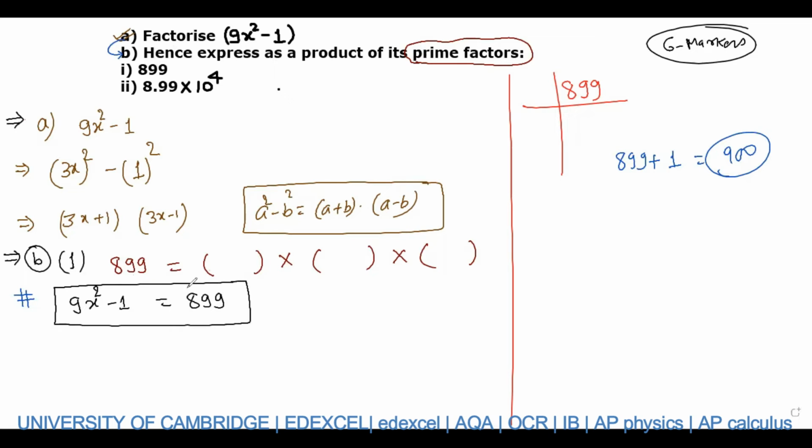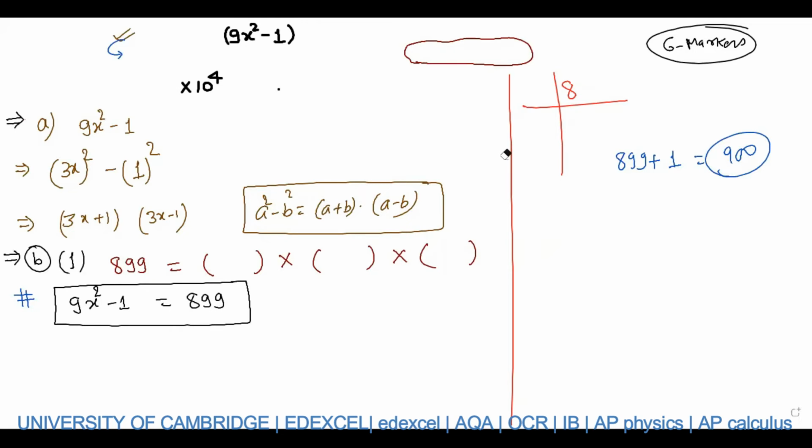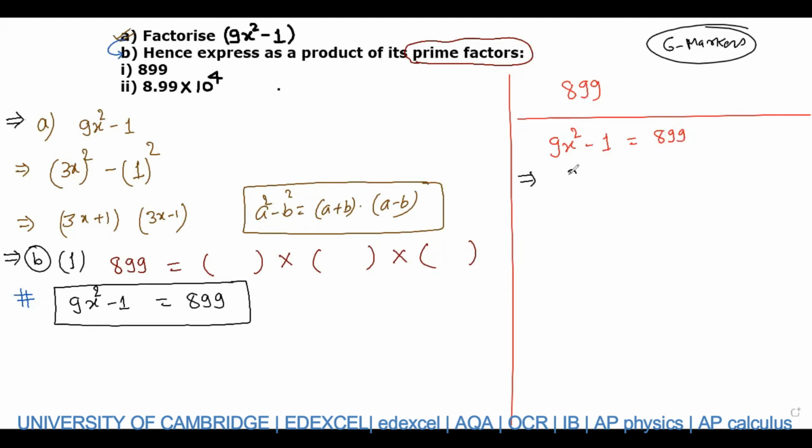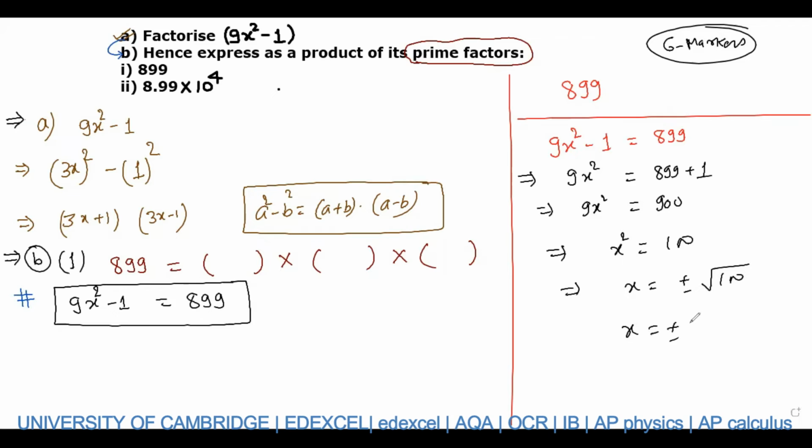If I write 899 in the form of 9x square minus 1, then what should be my x? Let us solve on this side. So I'm trying to find 9x square minus 1 is equal to 899. So what will be my x? Let us find x. You can write 9x square is equal to 899 plus 1. So you will get 9x square is equal to 900, or x square is equal to 100, or x is equal to plus minus root under 100. So you will get x is equal to plus minus 10.